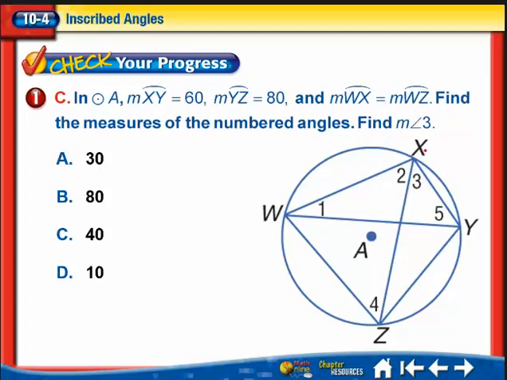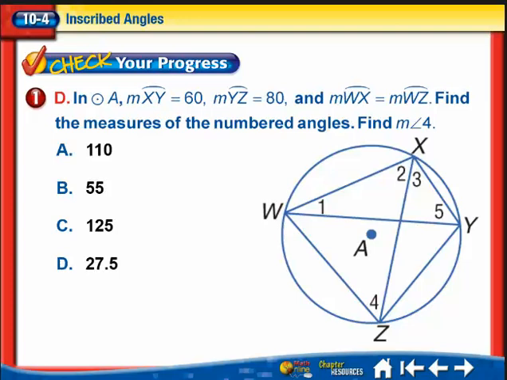Okay, same circle again, 60, 80, 110, 110. This time we're looking for angle 3, so it goes from Z to Y, which intercepts the arc that is 80. Half of 80 is 40. Continue on to angle 4. Okay, this was 110. Angle 4 is going to be half of that. Remember, it extends through the Y and through the X, intercepting this arc. B is our correct answer.